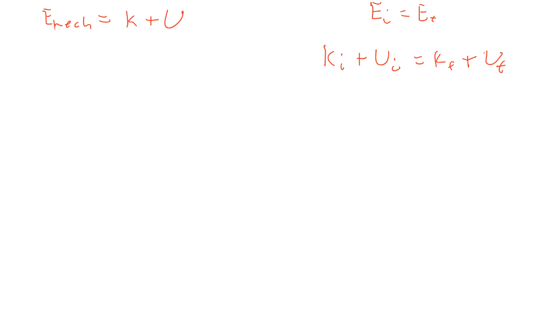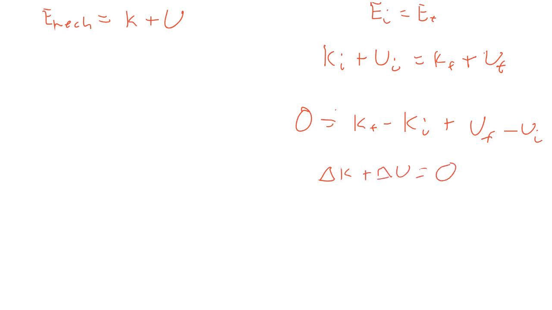So you'll notice if we move everything from the initial side to the final side, we get 0, because we've moved everything over, equals K final minus K initial plus U final minus U initial. And then we can see that we get our big result that delta K plus delta U equals 0. And this is the big statement of energy conservation.